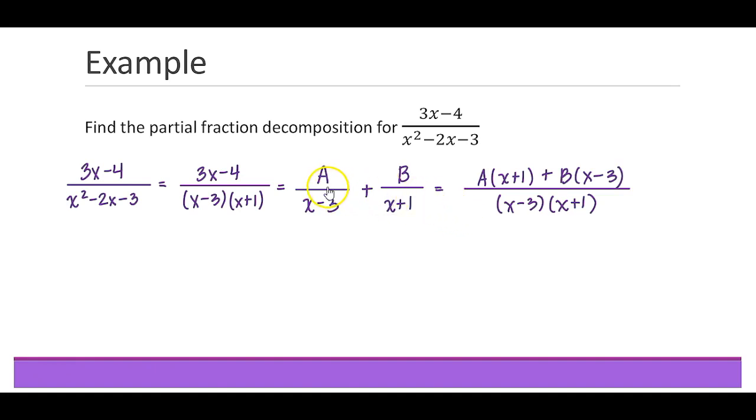So again, we're in search of these values a and b, and it has to be true here. We can kind of follow the string of equalities. The denominators are the same, quantity x minus 3, quantity x plus 1.